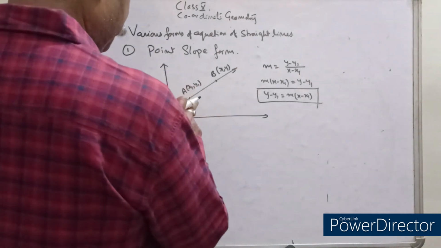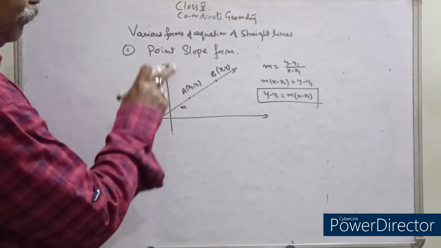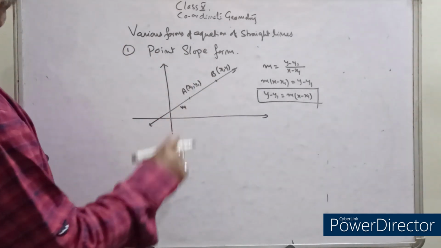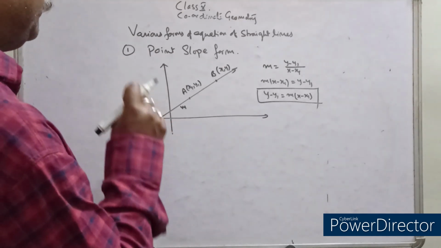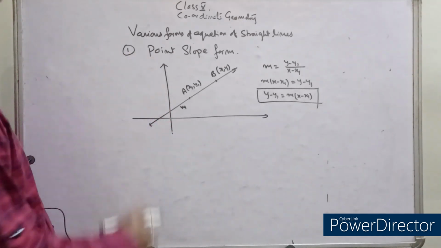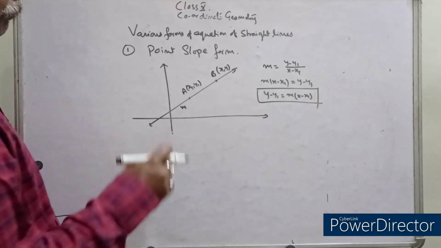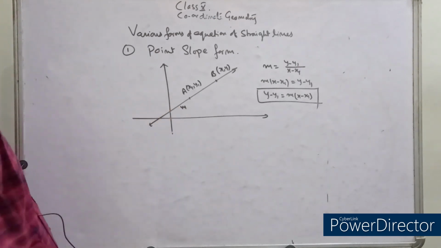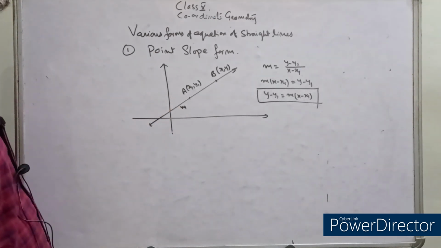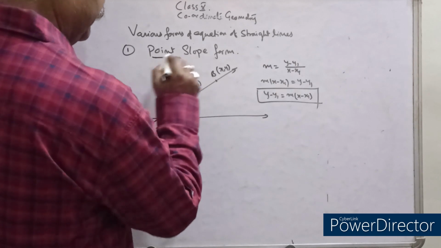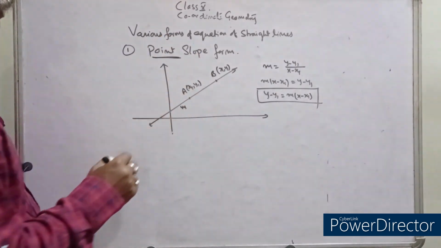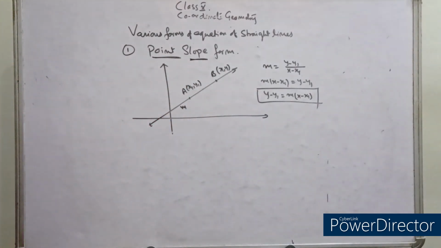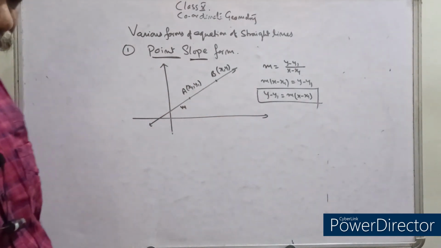That means an equation of a line which passes through a point and the slope of this line is given. So what was derived earlier, the equation of a line passing through a point, can be considered as point slope form. That means this statement clarifies that the line passes through a given point and the slope of this line is given to you. So your equation is this.